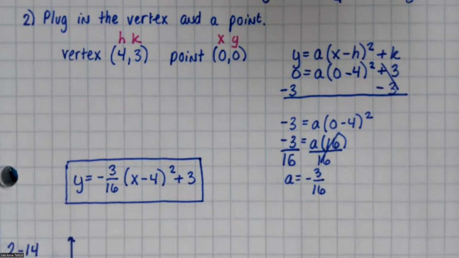Pause right there and make sure that you understand where all of that stuff came from. You know where the -3/16 came from? From there. Do you know where this 4 came from and why it's minus? And then where the 3 came from. You guys solid?